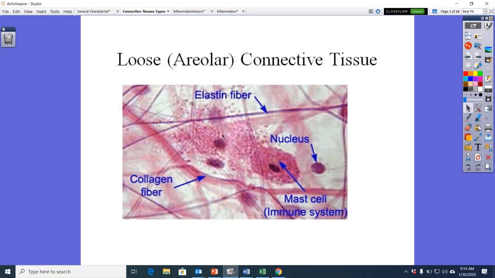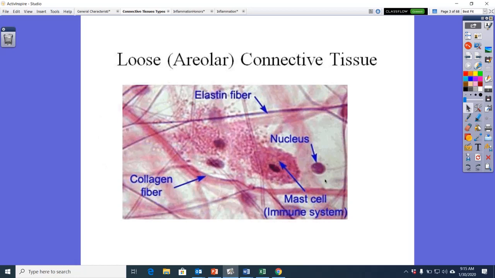The first thing we're going to notice is that there are two fiber types that are obvious. The first one is elastic fiber. Remember that elastic fiber is stretchy, it is thin, and it stains purple. Whereas here we have a collagen fiber, or collagenous fiber, that is thicker. It has a lot of tensile strength, and it will stain pink in comparison to the elastic fiber.